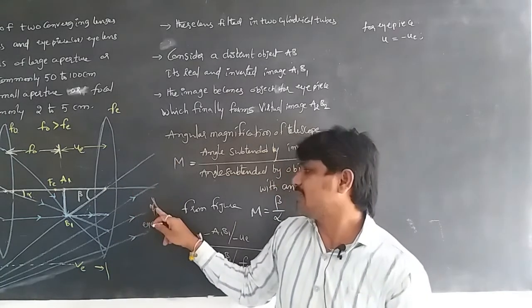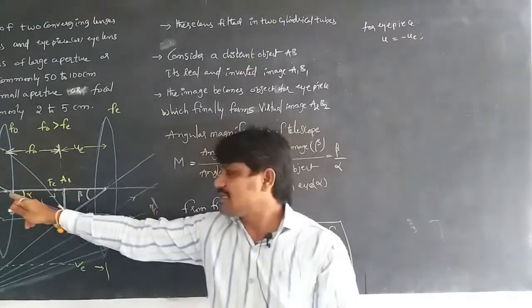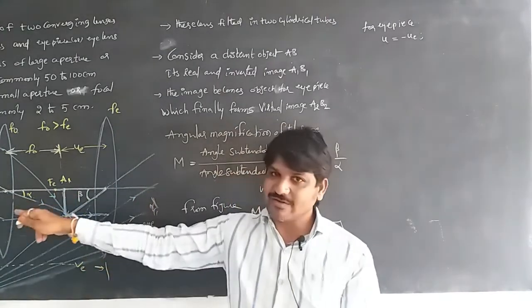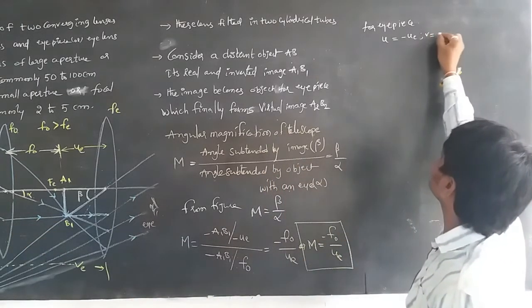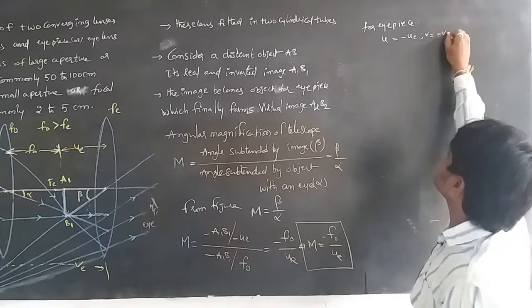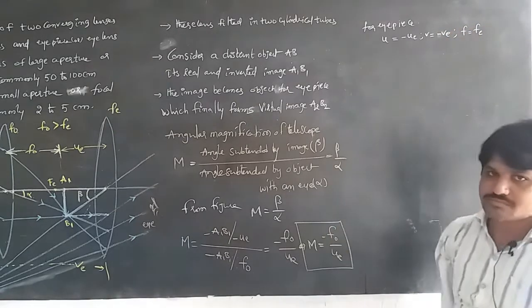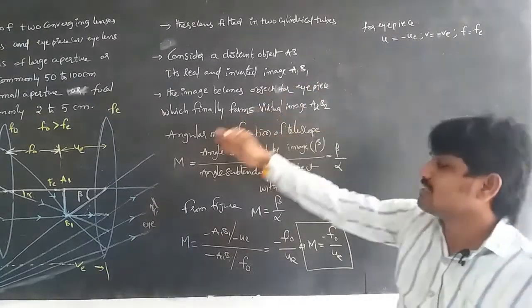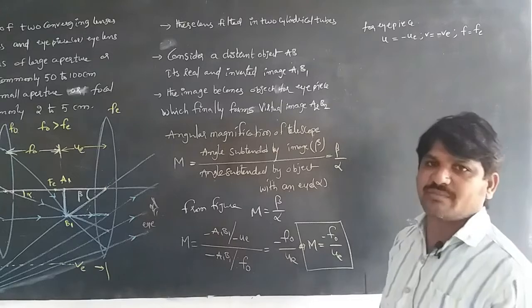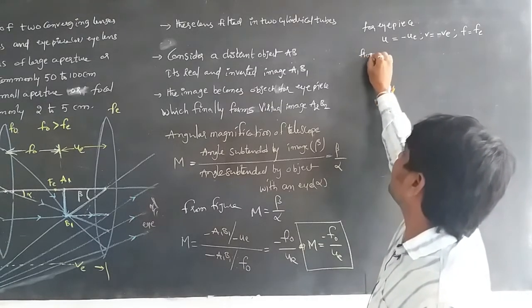If we see from our eye, whenever we watch this, the final image is formed at a distance of v in the opposite direction. So that's why v is equal to minus ve and focal length f is equal to fe. Fe means it's a converging lens, so that's why the focal length will be positive.